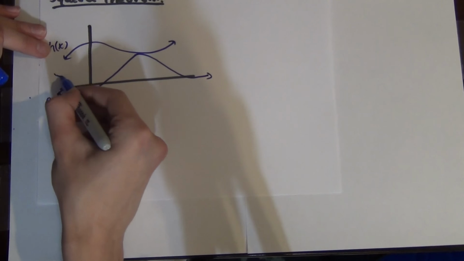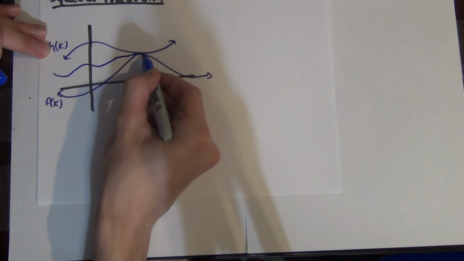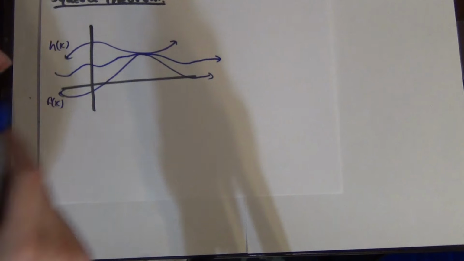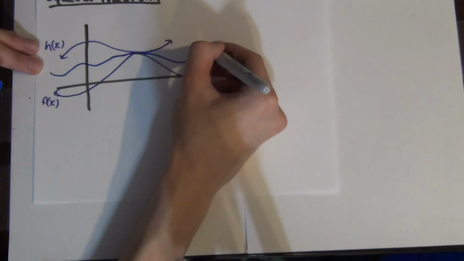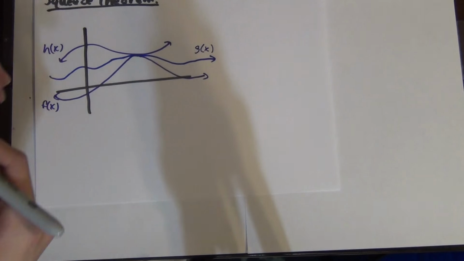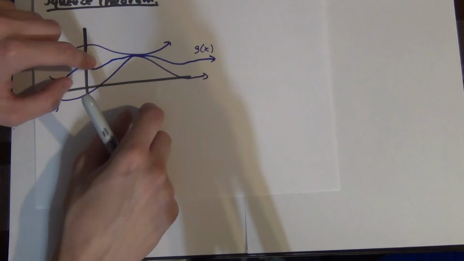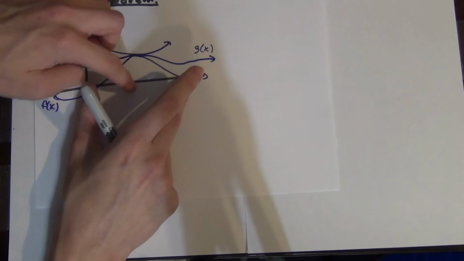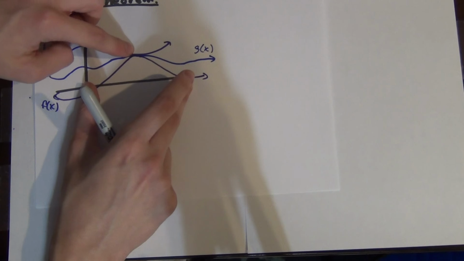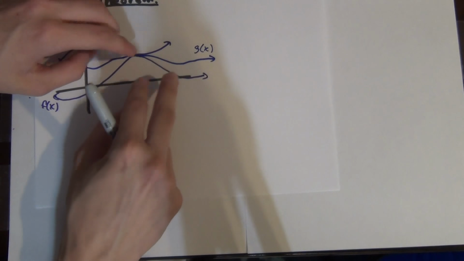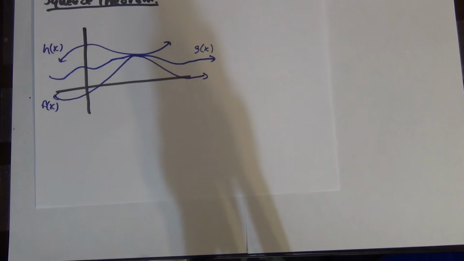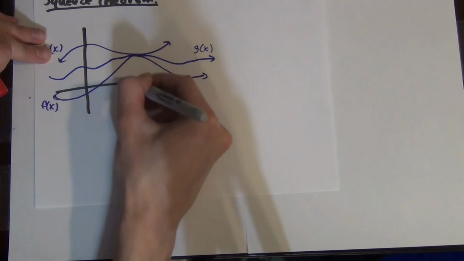So g of x can do whatever it wants, but then it meets at this point, and it continues to do its own little behavior. Just to state this for the record, it only has to be between these two functions for a range of values around x equals c. So the behavior has to be kind of similar around the point that you're studying. In this case, we'll call it x equals c.